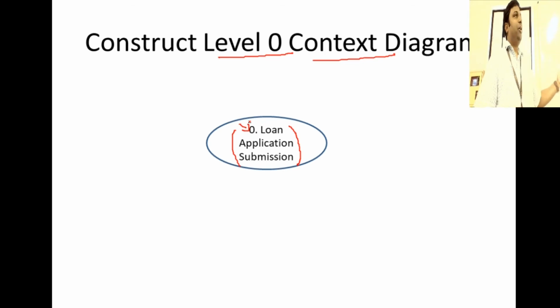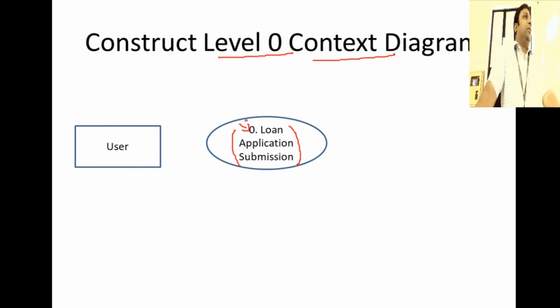Who are the users from our discussion right now? Who will be using this process? Loan application submission as a process. Who will be using it? Users are the bank customers. So these guys are nothing but external entities. So I'm using this notation to represent.